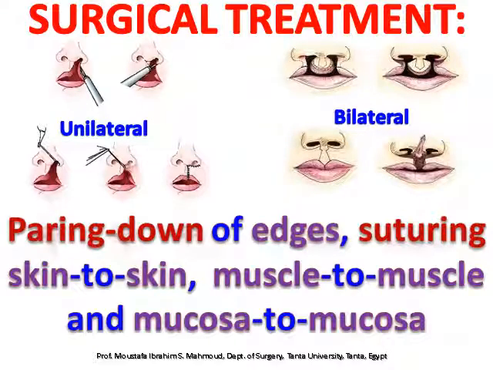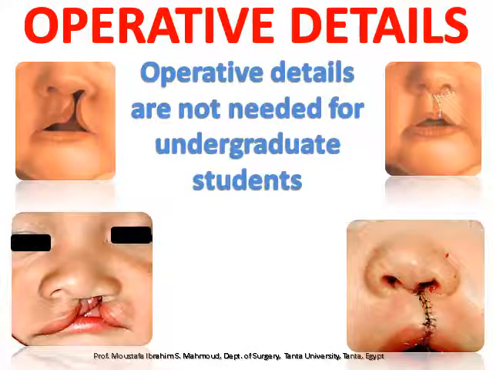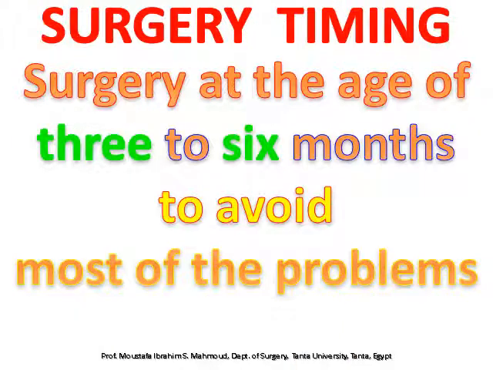Surgical treatment for the unilateral or bilateral. The idea of the operation is paring down of the edges, suturing skin to skin, muscle to muscle, and mucosa to mucosa. Operative details are not needed for undergraduate students. Surgical timing: surgery at the age of 3 to 6 months to avoid most of the problems.